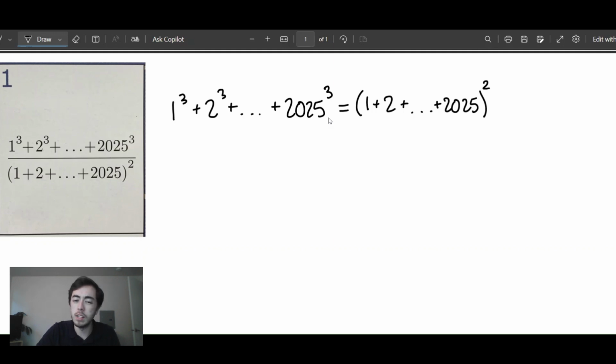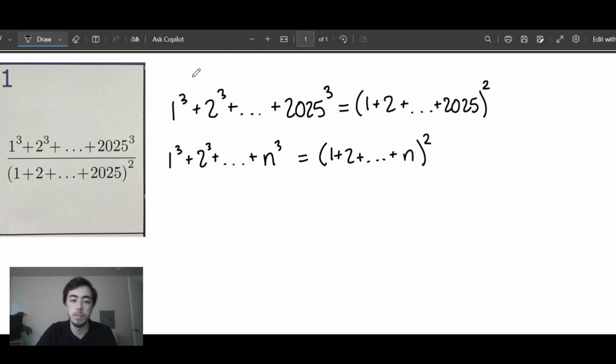Now, I'm convinced that this upper number doesn't matter all too much. I'm guessing this would be true for any number at the top. So in fact, let's just try to prove the general version instead: 1 cubed plus 2 cubed plus all the way up to n cubed. And I just want to show that this is equal to 1 plus 2 plus all the way up to n, squared.